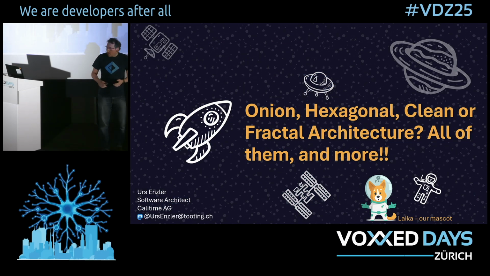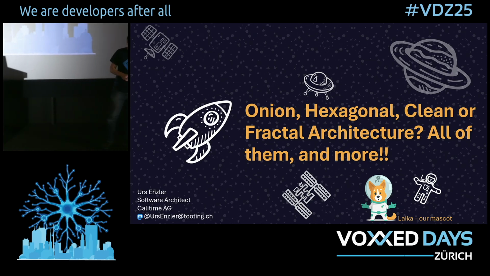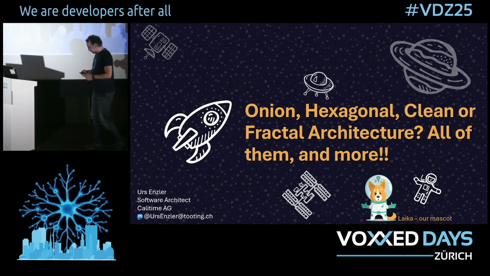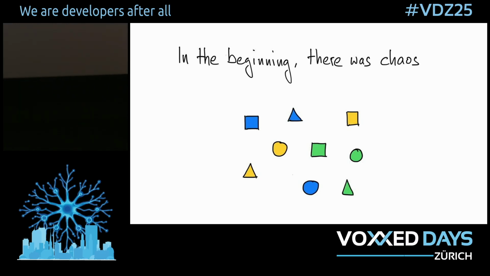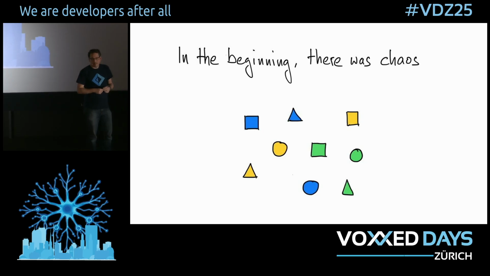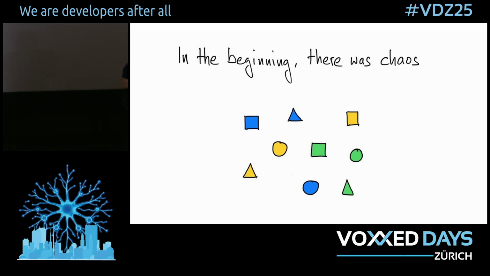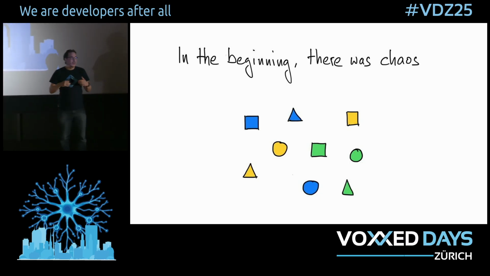Welcome to my talk about Onion, Hexagonal, and all the other architectural buzzwords you know, and how we mix all these things together. In the beginning, when humans started to write programs, and back then they were called programs, not applications, they were really small because they were on punch cards. And even after, programs were really small because we just didn't have the tools like AI to produce mass amounts of source code. And when things are small, they are easy to understand.